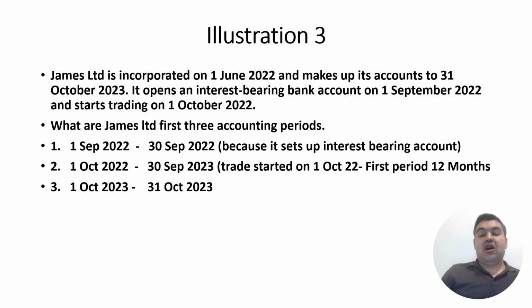However, for Companies House, James Limited draws accounts up to 31st of October 2023. So therefore, there is still one month left. So then you need to make another accounting period, which will begin on 1st of October 2023 till 31st of October 2023. Very important, knowledge is key.